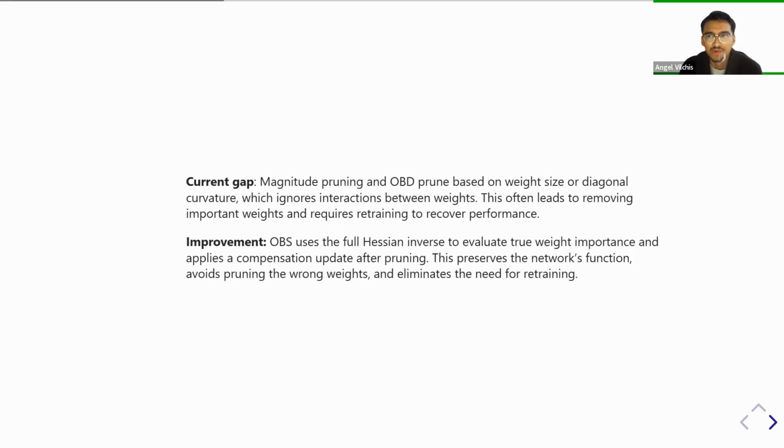Okay, and the current gap is that OBD and magnitude pruning remove the wrong weights. So basically, OBS is trying to find an even more accurate way to estimate saliency other than the diagonal approximation. That's the main difference, and it does that using the inverse of the Hessian matrix. We'll go over the math, but that's what it does. It's basically just more accurate, except more computationally intensive.